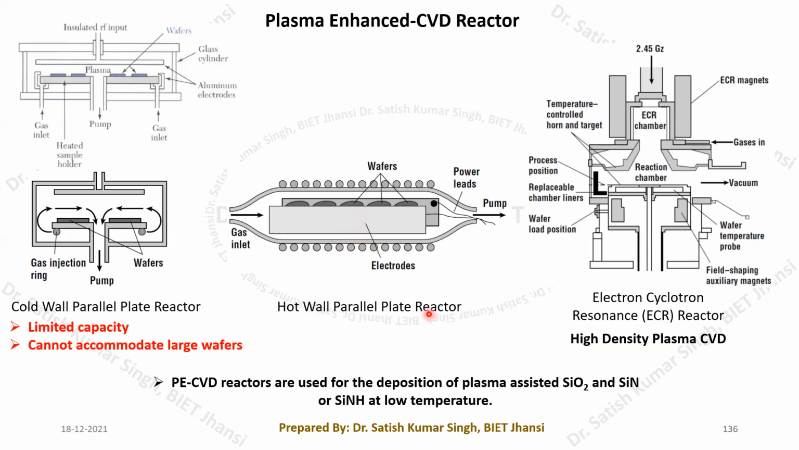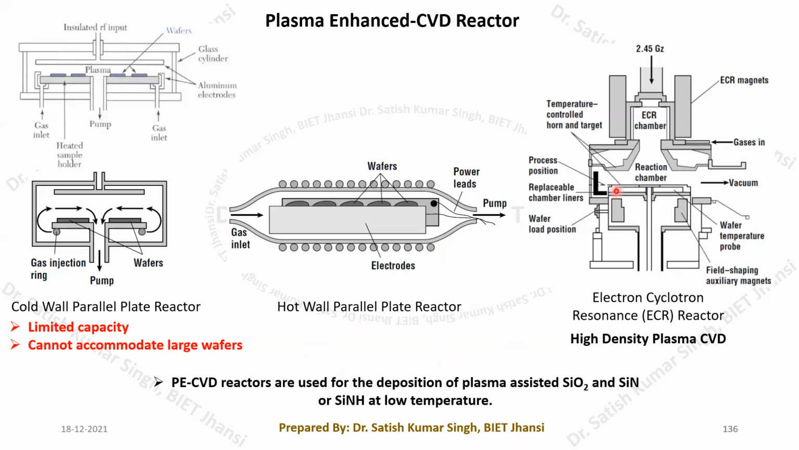Remember that plasma enhanced CVD reactors are used when we require low temperature operation. The reaction takes place due to the plasma glow, so it can take place even at low temperatures. Generally, these PECVD reactors are used for the deposition of plasma assisted SiO2 layers, or plasma assisted silicon nitride layers.